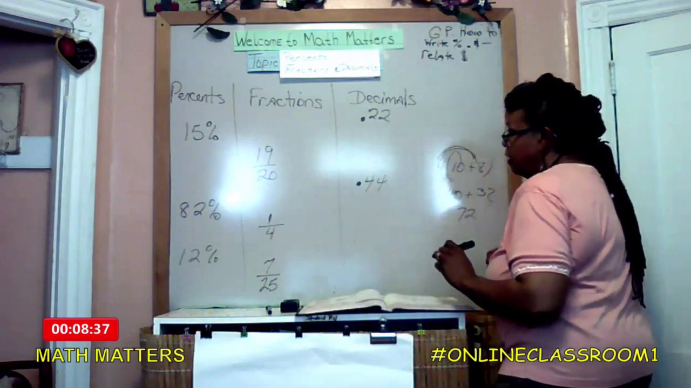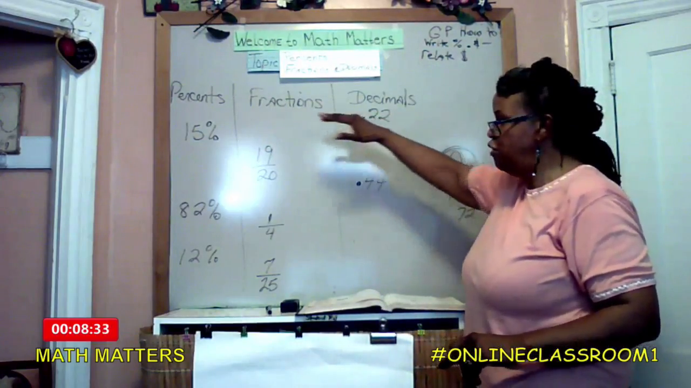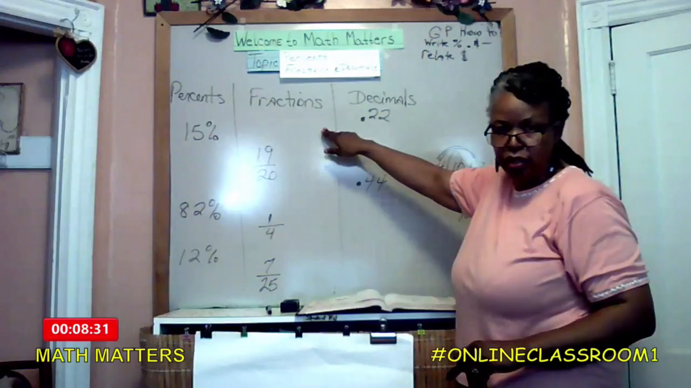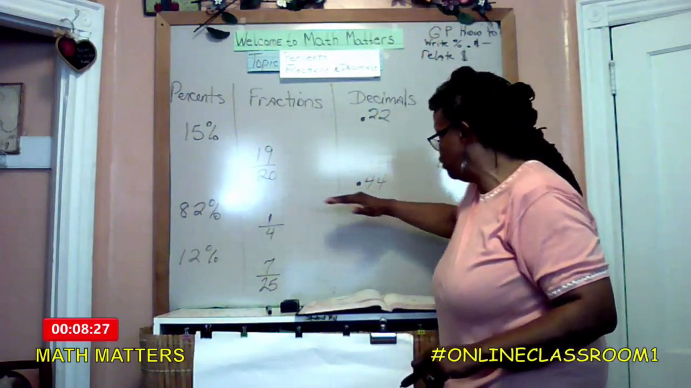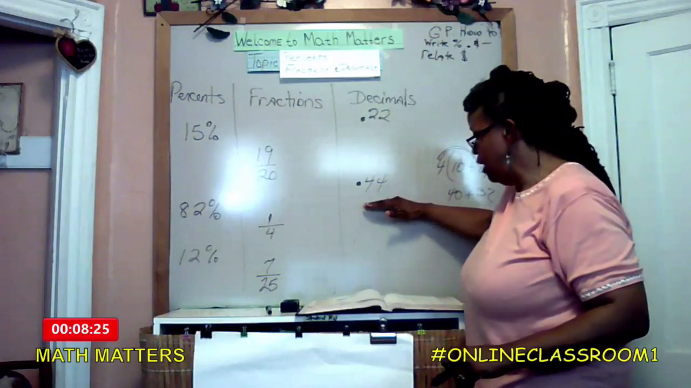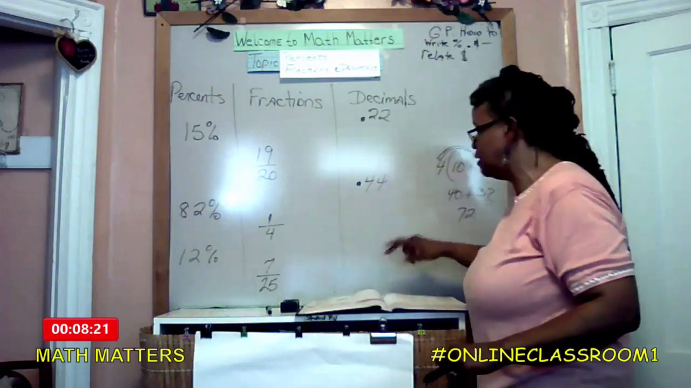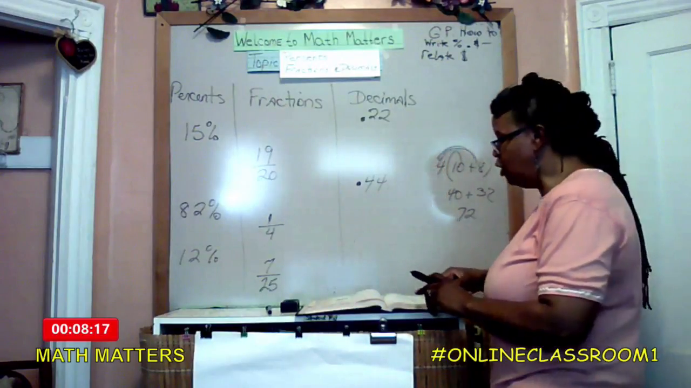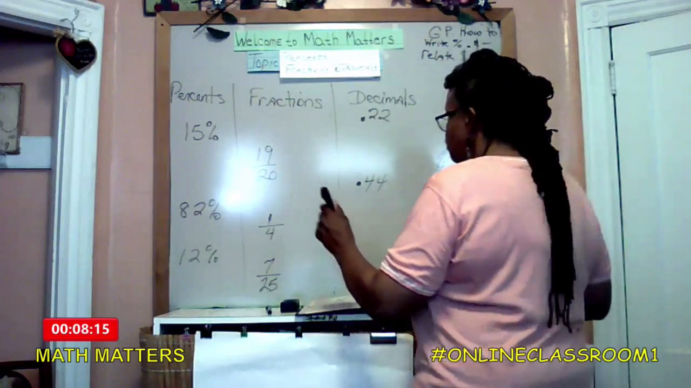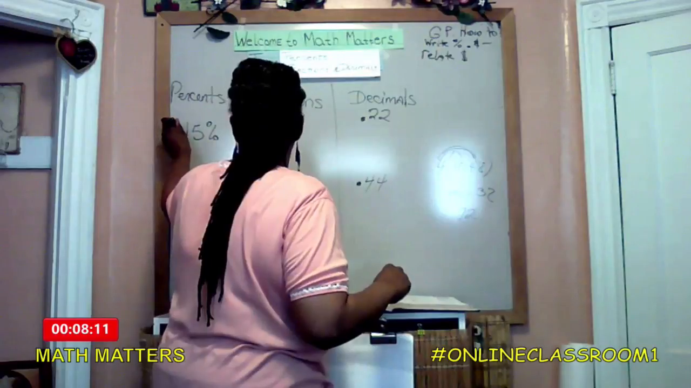Okay, that's good. Now, if you've got the decimal, that means you've got to find the percent and the fraction. If you've got the percent, that means you've got to find the fraction and the decimal. If you've got the fraction, that means you've got to find the percent and the decimal. Make sense? I'm going to try and chart them, line them up so that it'll make sense.